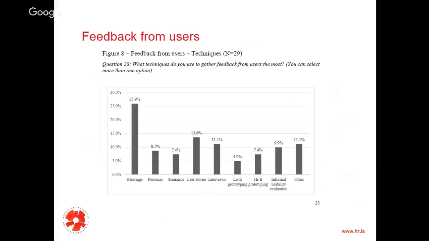And then which techniques are they using? Meetings is the most frequently used for collaborating with users. But they are using all of these that I've introduced to you. Some of them personas, some scenarios, some user stories. This is more like an agile thing. They use interviews. Lo-fi prototypes are not that frequently used. These were more frequently used in Sweden. But hi-fi, and then informal usability evaluation is 10%.